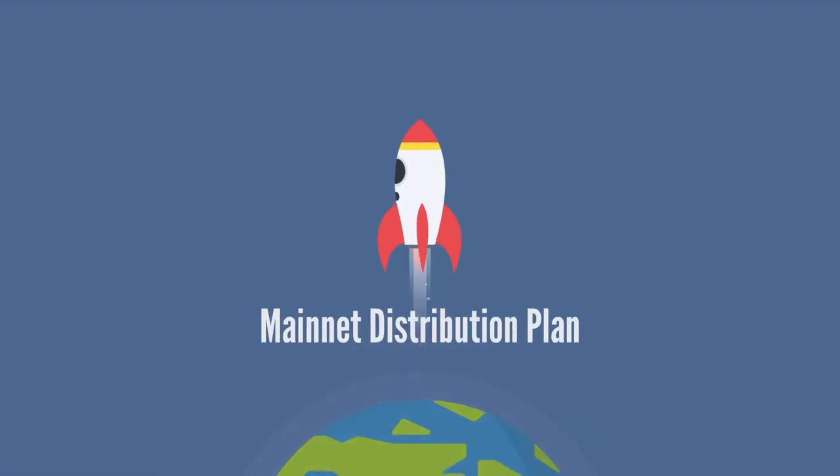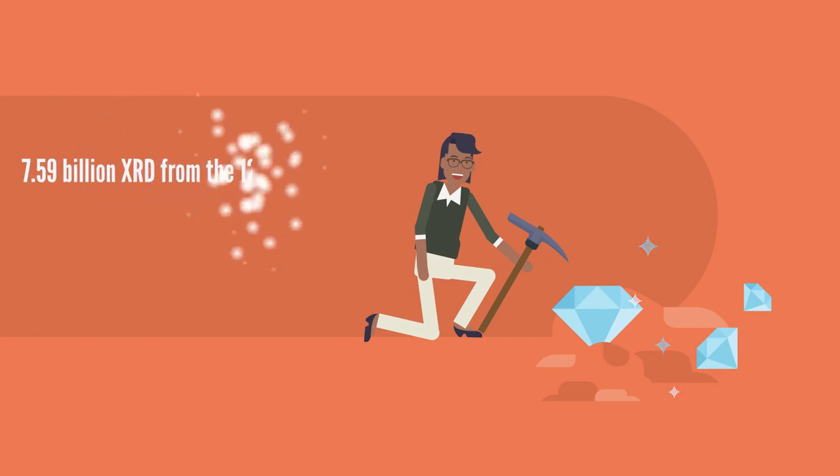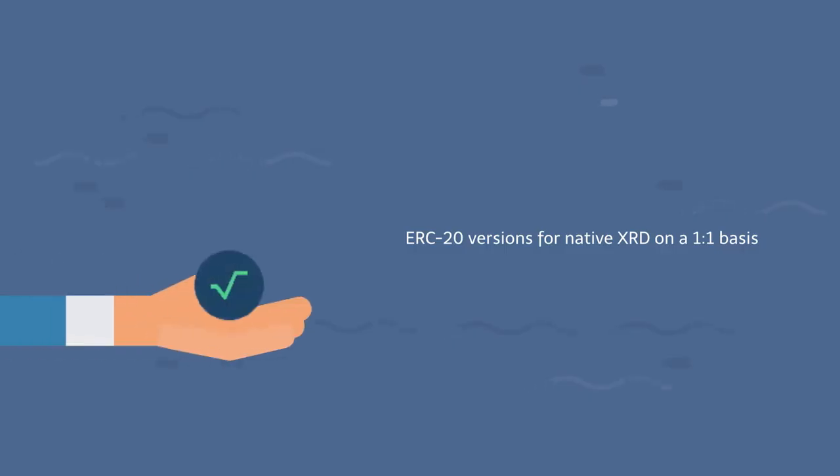Mainnet distribution plan. The mainnet launch of the Radix ledger will generate and distribute the remaining 7.59 billion XRD from the 12 billion XRD initial Genesis supply. ERC20 XRD holders will be able to exchange their ERC20 tokens for native XRD on a one-to-one basis.